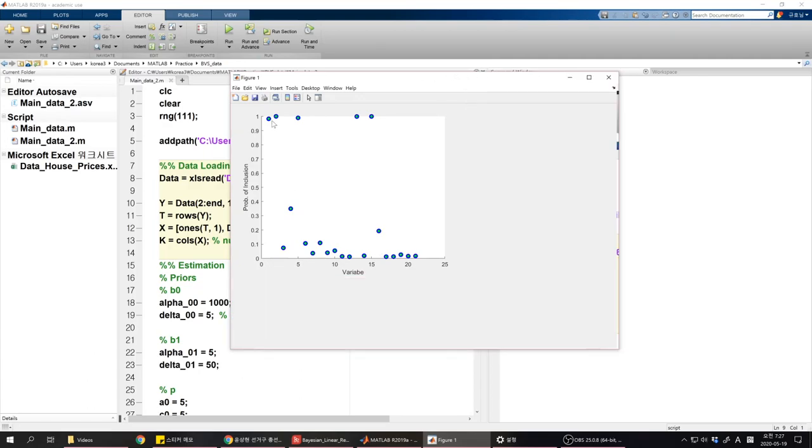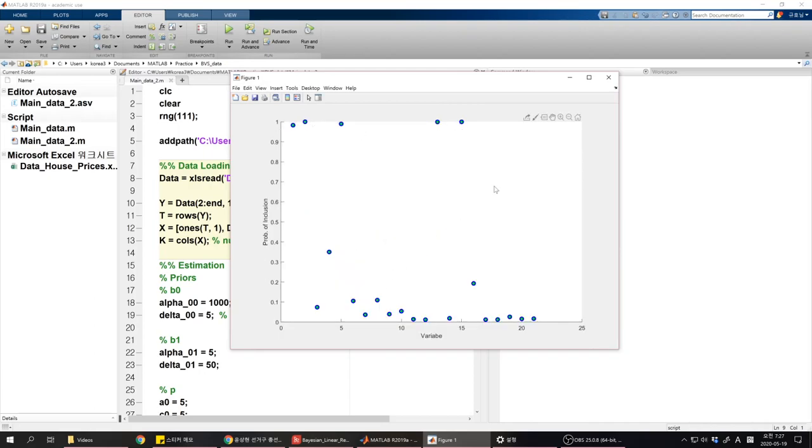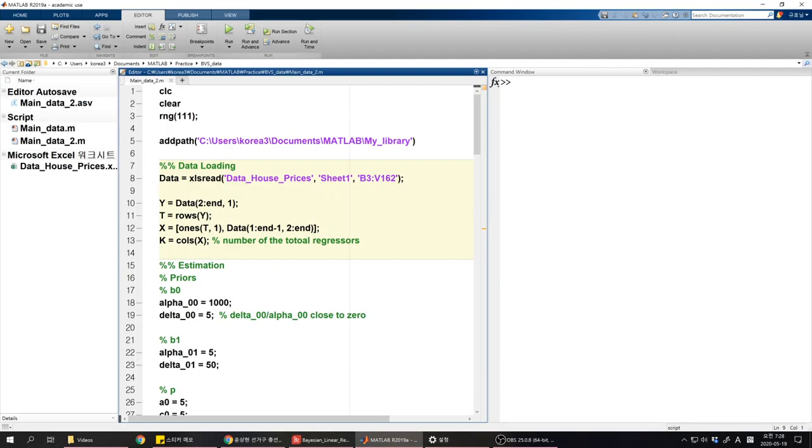Now we have five important regressors: 1, 2, 3, 4, 5, right? You see that this method is sort of grouping the parameters, depending on their values. If a coefficient is small, this algorithm forces it close to zero. If the coefficients are non-zero, it lets them be any values. But once coefficients are close to zero, this algorithm makes them much closer to zero. It shrinks the coefficients toward zero.